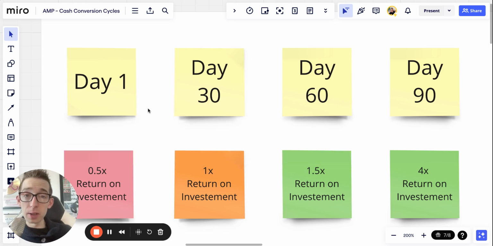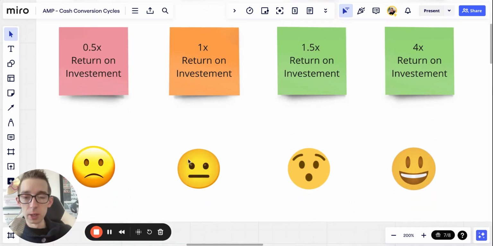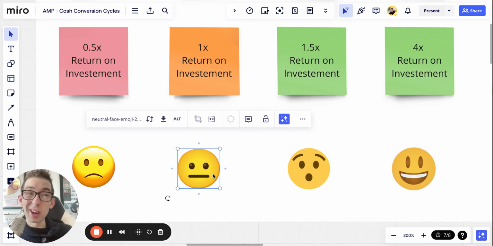Now, you might have a shorter window than this. You might have a longer window. This is just an example. Then at that point, you're kind of like, meh, okay, cool. I put the effort in, but I didn't really get anything back for it. I might as well have just kept the money in my bank.